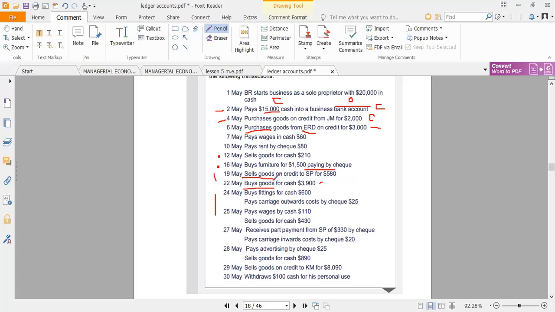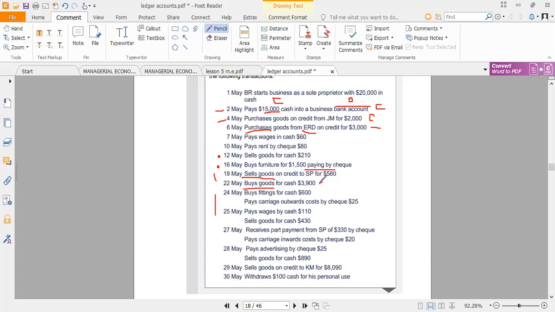So when we buy goods for resale, we call them what? Purchases. When we sell goods, we call them sales. But when we say buy electricity, electricity is a nominal account, so we call it the electricity account. But when there are goods, to buy goods we call them purchases, and to sell goods is called sales. So here, buy goods for cash, 3,900.